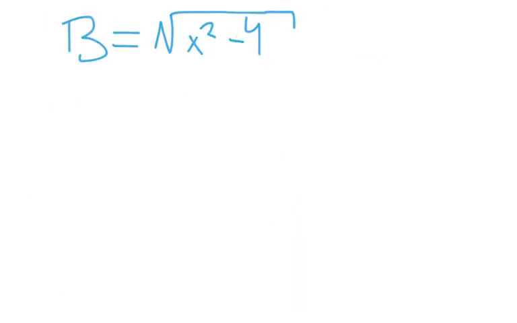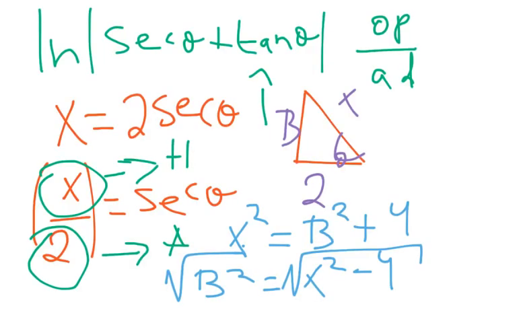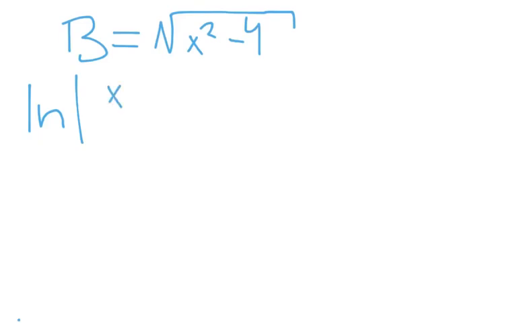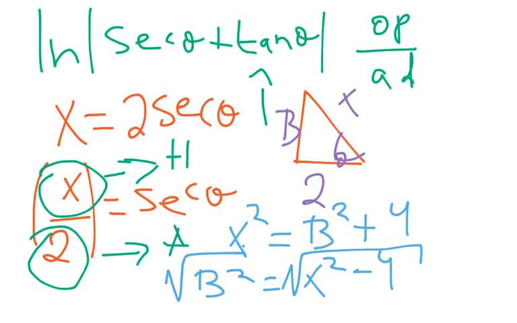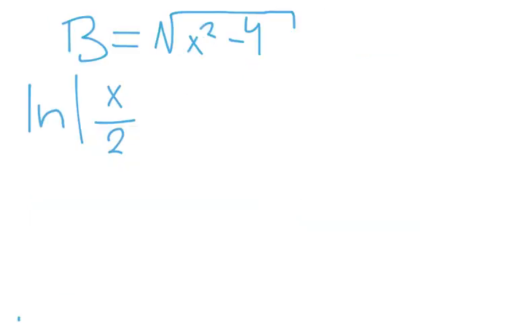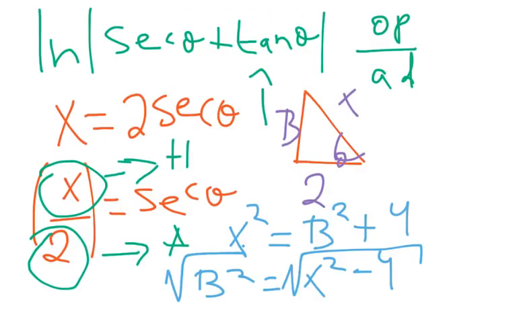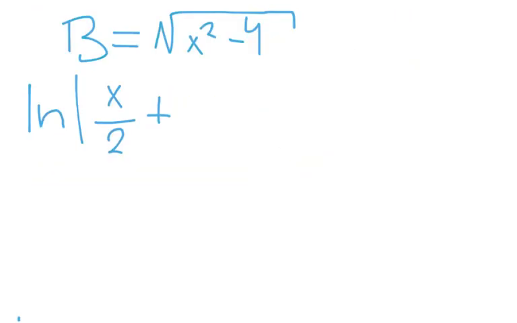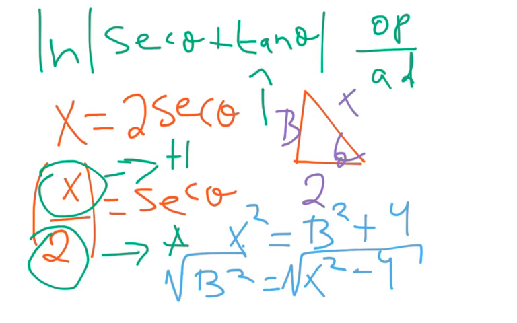So our secant of theta is our hypotenuse over adjacent. So it's x over 2. And then our tangent is opposite over adjacent. So since that's the case, our opposite is the square root of this chunk, x squared minus 4. And then our adjacent, which is right there, is 2.